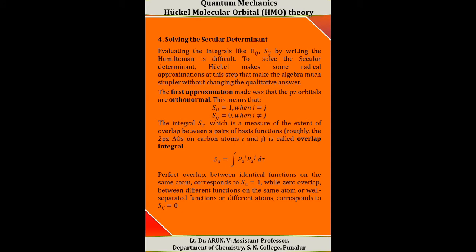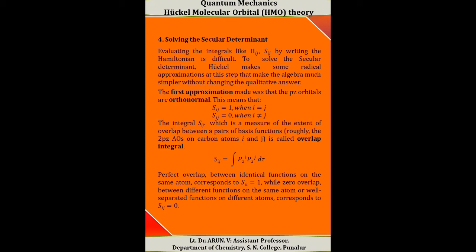For the evaluation, we have to evaluate the integrals like Hij and Sij by writing the Hamiltonian. It is difficult to evaluate these integrals. In order to solve the secular determinant, Huckel made use of some radical approximations in this step that make the algebra much simpler without changing the qualitative answer.